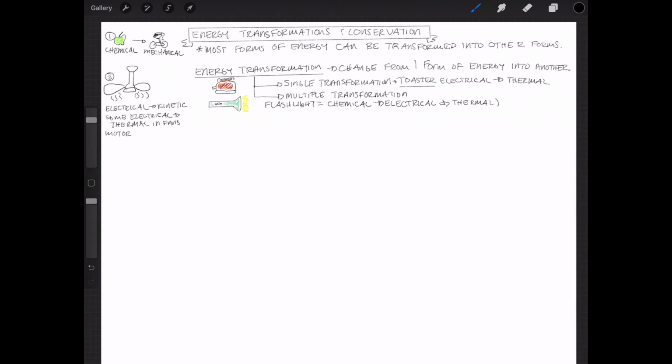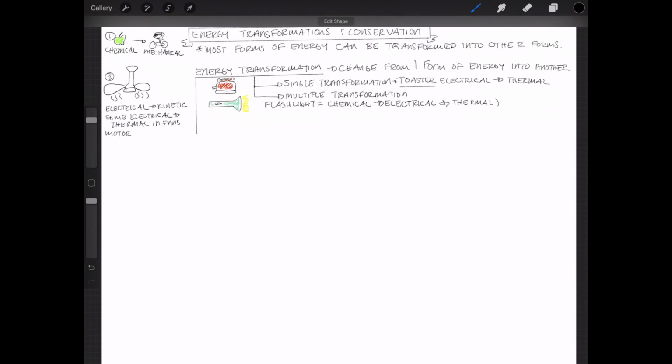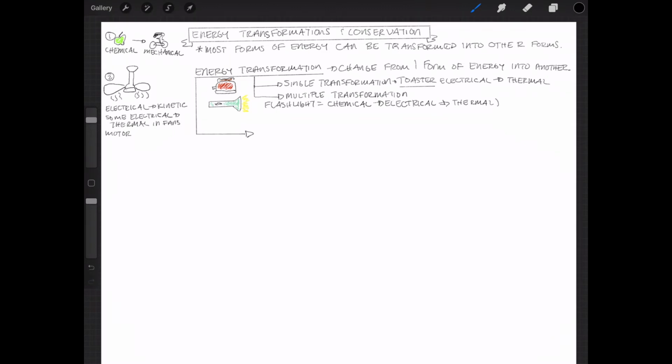So that's my fan. Now, I think the most common energy transformation is between potential and kinetic.